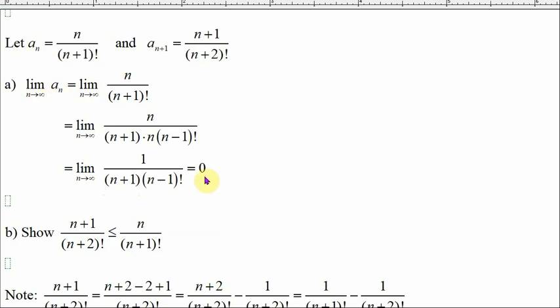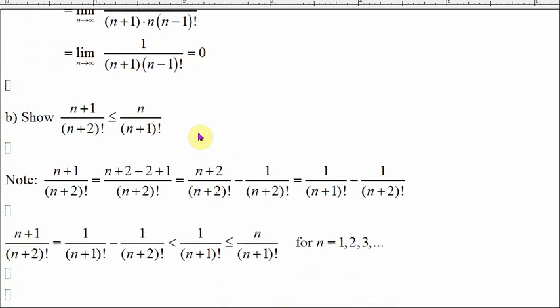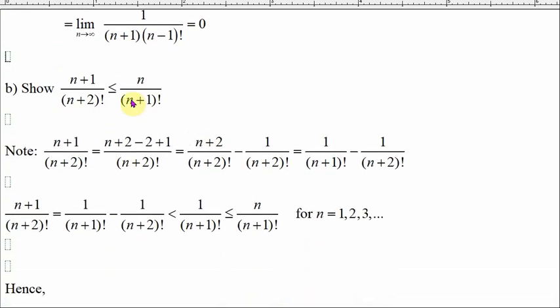And so we have shown that the limit of a sub n as n approaches infinity is equal to 0. And then we also need to show that a sub n plus 1 is less than or equal to a sub n for all n. So we need to show this. Notice that for (n plus 1) over (n plus 2) factorial, we can rewrite the n plus 1 as n plus 2 minus 2 plus 1. 2 minus 2 here is 0. And then we can rewrite this as (n plus 2) over (n plus 2) factorial.